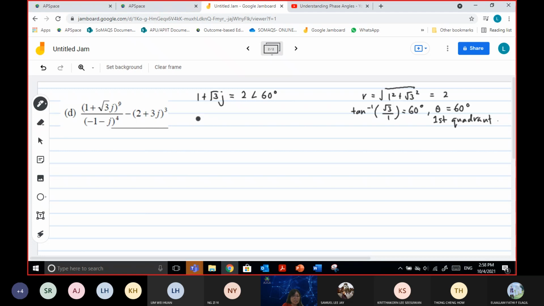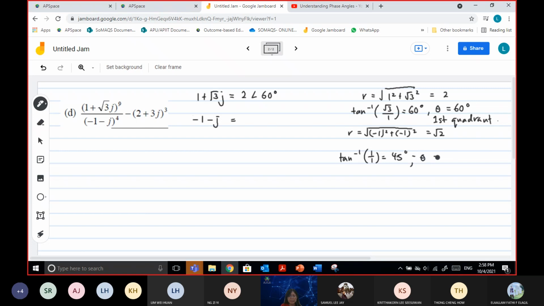Then the next one is minus 1 minus j. Let's convert this to polar form. Let's find the r. x and y both are -1, so -1 squared plus -1 squared, 1 plus 1, square root of 2. Then for the arctangent, it's 1 over 1. Remember I don't take the sign, so you get arctangent of 1, which is 45 degrees.